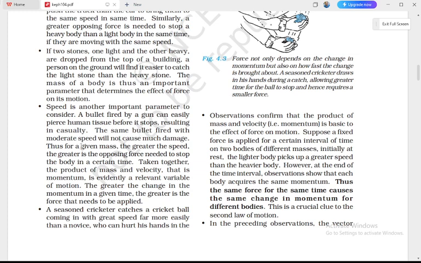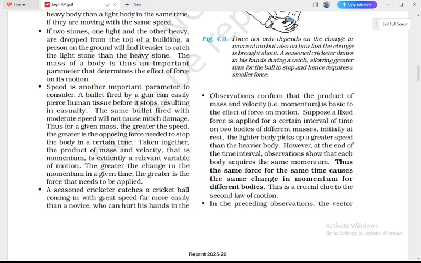Thus, for a given mass, the greater the speed, the greater is the opposing force needed to stop the body in a certain time. Taken together, the product of mass and velocity, that is, momentum, is evidently a relevant variable of motion. The greater the change in the momentum in a given time, the greater is the force that needs to be applied.